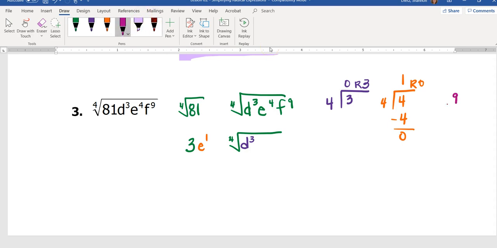Lastly, we'll look at 9. So I have f to the 9th divided by 4. 4 goes into 9 evenly twice. So I will have f to the second power on the outside. 2 times 4 is 8. I will subtract and get a remainder of 1. So that means I will have f to the first on the inside. And that is my final answer.